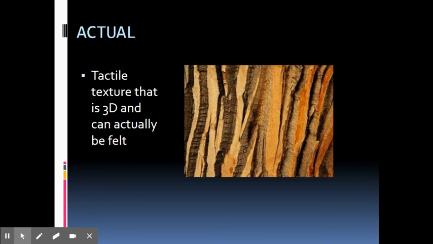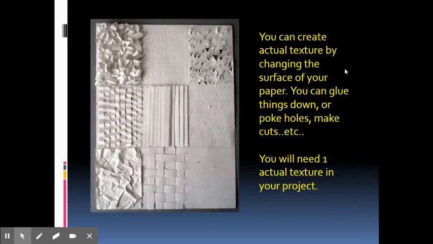Actual texture is 3-dimensional. You can actually feel it. So this is an object. It's the smoothness of a table, the roughness of the tree bark, the fluffiness of a dog. So those are actual things. You can create actual texture in your project by changing the surface of your paper. So you can glue things down, poke holes into the back of it, make cuts in the paper, crimple it. You're just going to need one of these in your project.